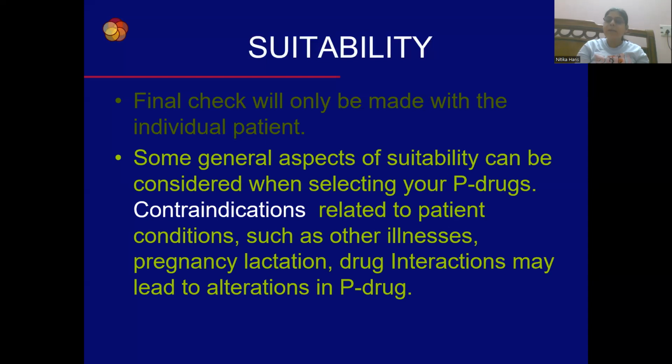It is like there can be hepatic disease, renal disease, cardiovascular diseases, diabetes. If the patient is suffering from these illnesses, then we have to make a proper diagnosis, which are safer drugs are there. And if the patient is pregnant or lactating or various drug interactions are there between the two drugs, so we alter accordingly the P drug. The safer drugs are given in pregnancy and lactation. No teratogenic drugs are given.